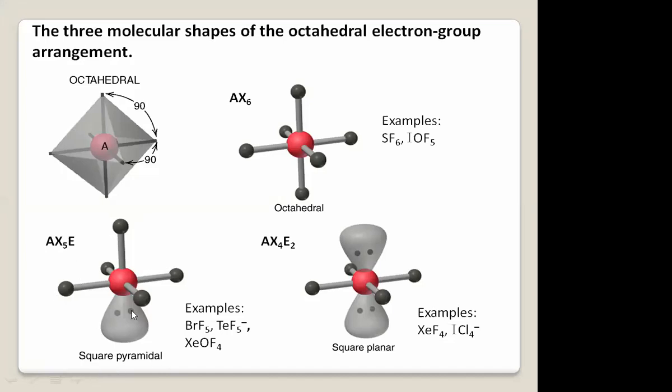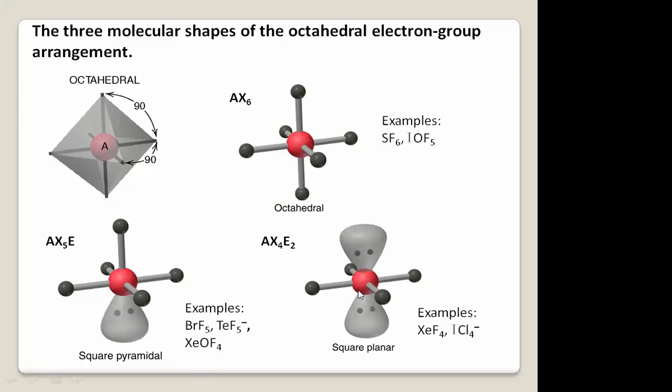You have the square here, which is the base, and you have the pyramid like that. Or if the lone pair is positioned here, the pyramid will be down. So whichever case, you have a square pyramidal structure, and these are molecules that have that molecular structure.